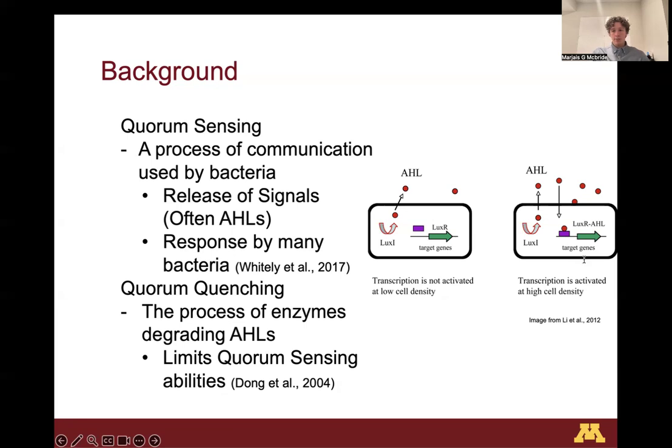Quorum quenching is the process where enzymes in the same area of the bacteria have the function of degrading the AHLs. The degradation of these signals causes a decrease in quorum sensing function and could cause a decrease in infections that utilize quorum sensing to spread.